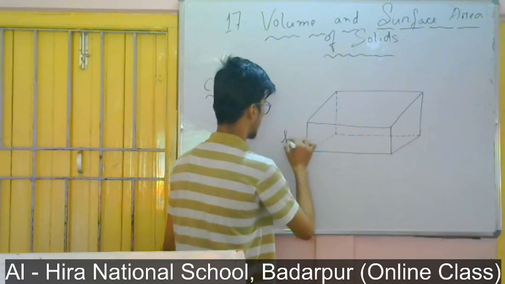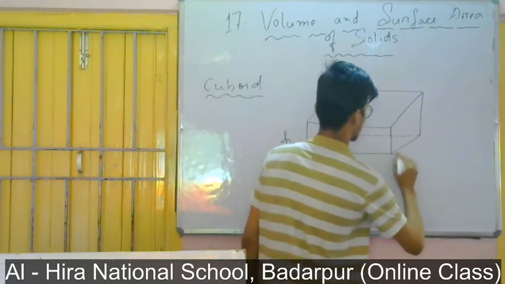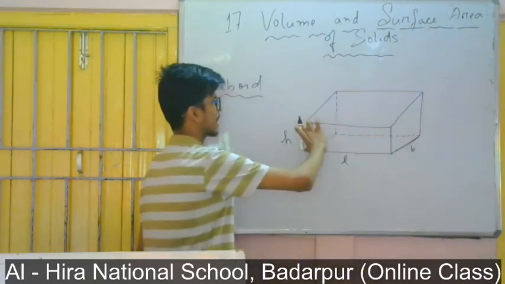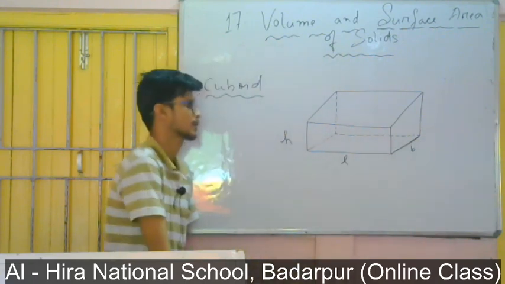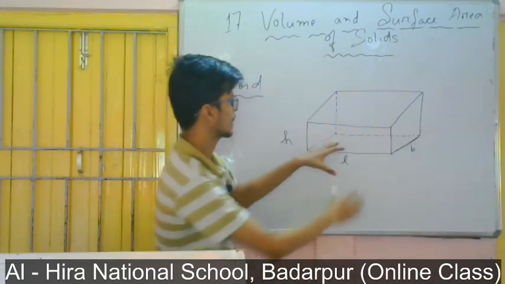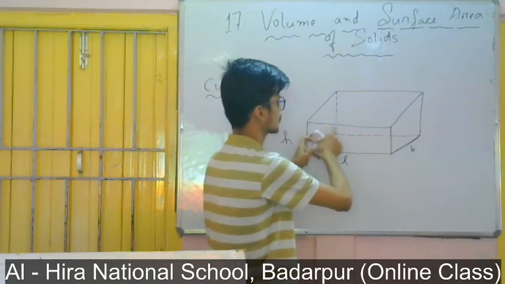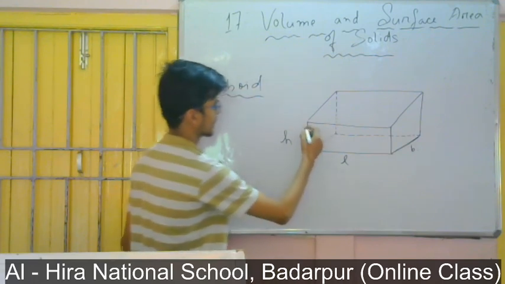This is its height. This one is the length, and this side is the breadth. This one is the height of the cuboid, this is the length, this is the breadth. We know a cuboid is made of rectangles, and this side is also a square or rectangle. These all are rectangles in this case.